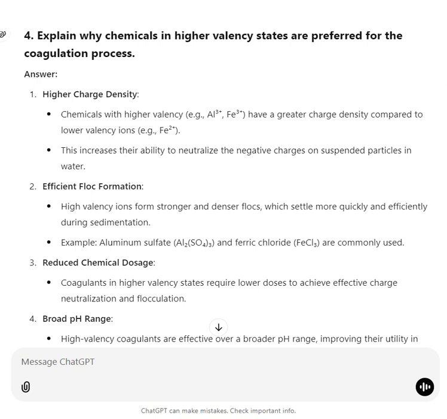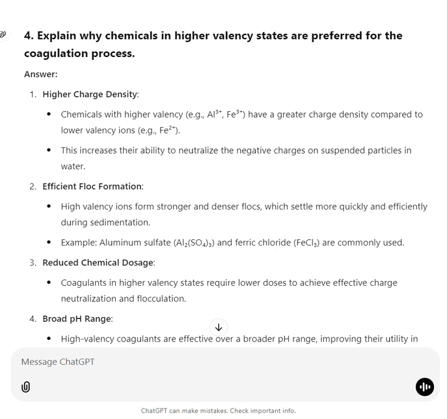Q4. Explain why chemicals in higher valency states are preferred for the coagulation process. Answer. 1. Higher charge density. Chemicals with higher valency, e.g., Al³⁺, have a greater charge density compared to lower valency ions, e.g., Fe²⁺. This increases their ability to neutralize the negative charges on suspended particles in water.